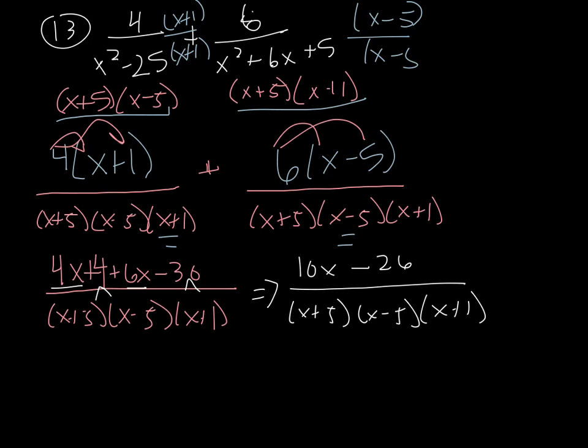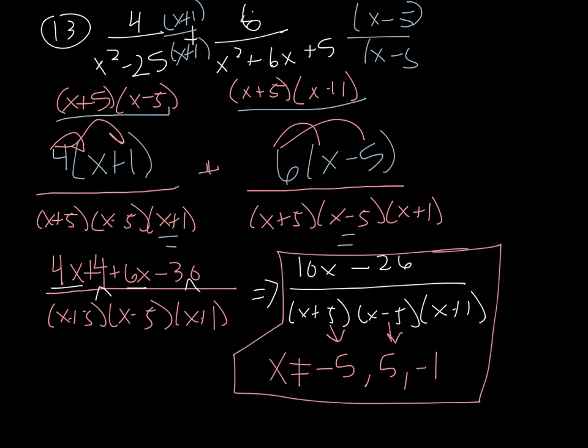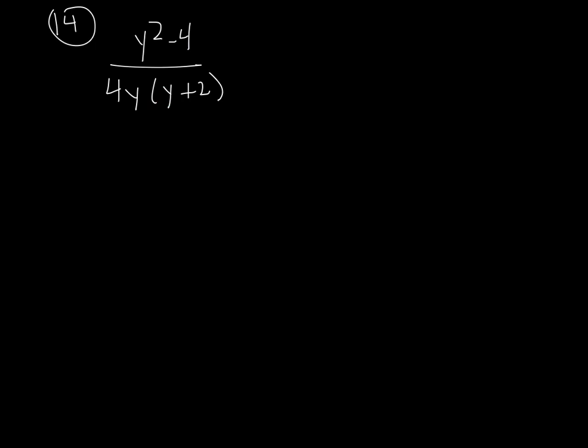But it's not actually going to be able to simplify anything in top or bottom anymore. So this, along with the fact that x cannot equal negative 5, it cannot equal positive 5, it cannot equal negative 1. So that would be my answer for 13.